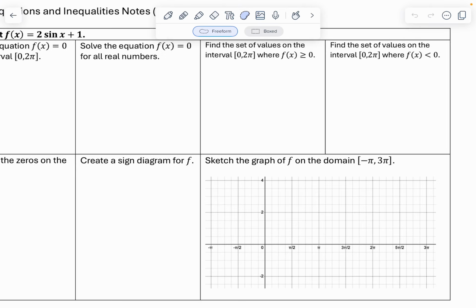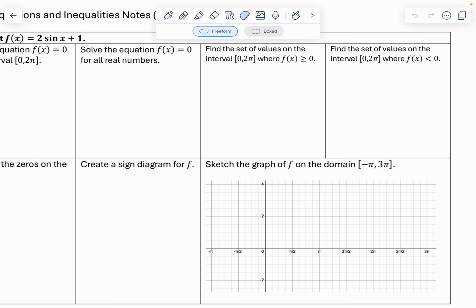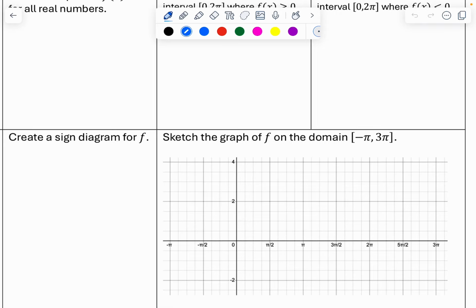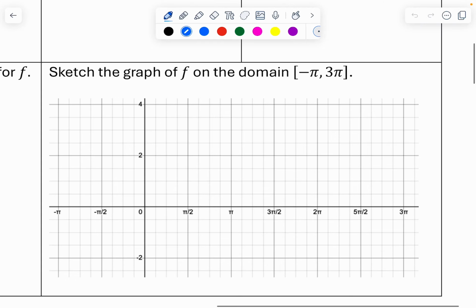We know that sine of x starts at the midline, goes up first, then goes back to the midline, then goes down, and then back to the midline. We have an amplitude now of 2, and we're shifted up 1, so the midline is 1. It's a pretty simple transformation. We go up to 3, back, and then down to as low as -1. We come back, so there was one period.